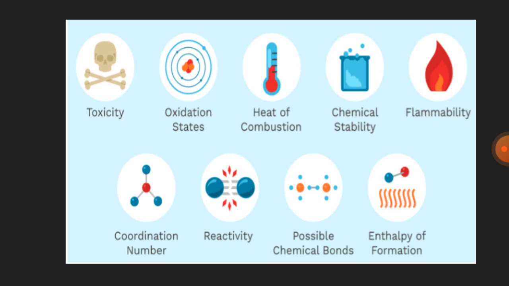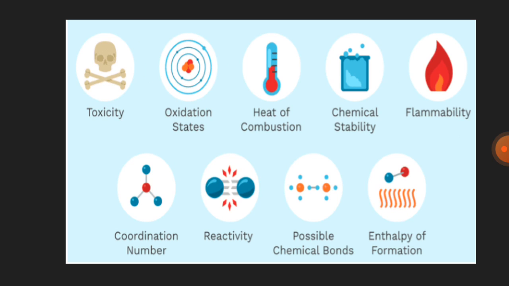Next, what are the chemical properties? A chemical change gives toxicity, poisonousness. Oxidation state, changing from one state to another. Rate of combustion. Combustion means burning things. Chemical stability gives the stability of the chemicals. Flammable means it can burn. Coordination number: they combine together, and when combining, their number is the same. Radioactivity: they produce some radiation, some light-like things.